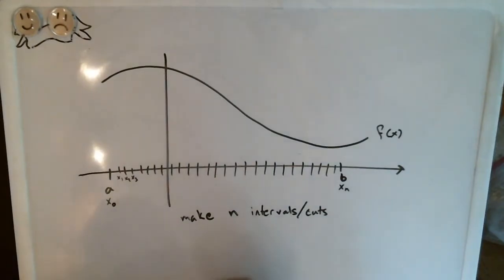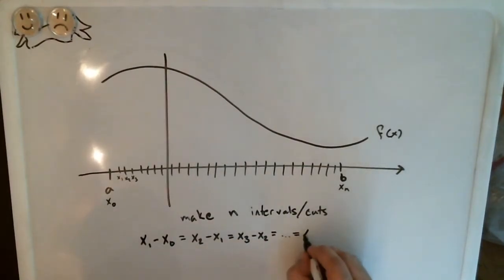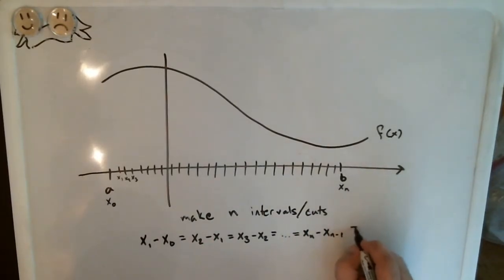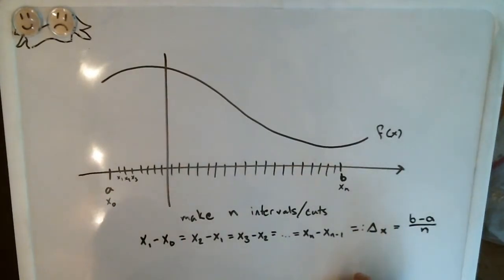Now, the way we cut this is that we want x1 minus x0 to be the same as x2 minus x1, to be the same as x3 minus x2, and so on, to be the same as xn minus x(n-1). And we are going to define this quantity as delta x, and the way to find it is just to take b minus a and divide it by n.